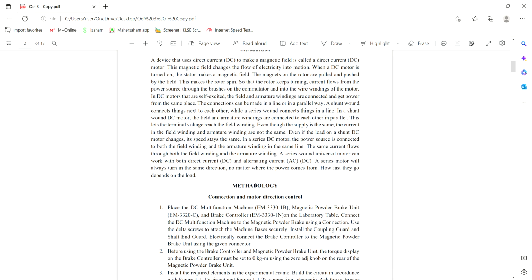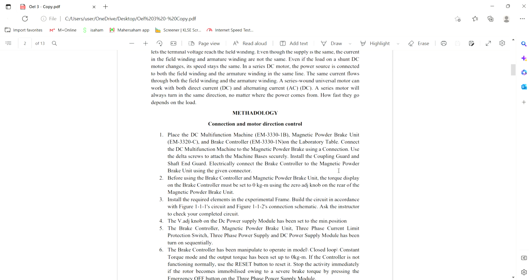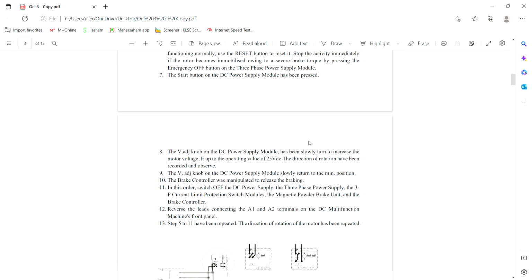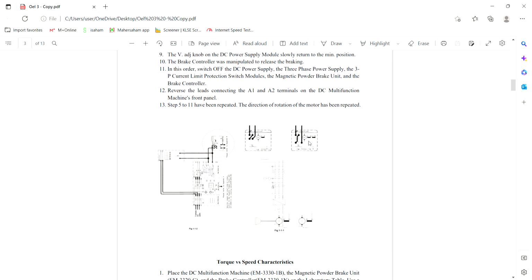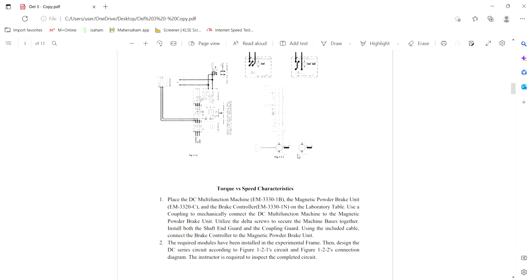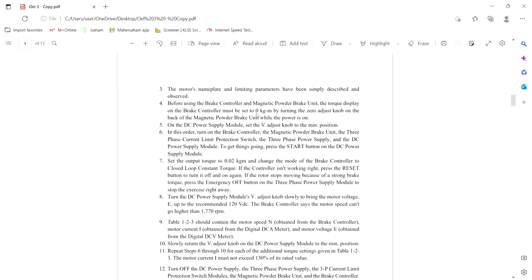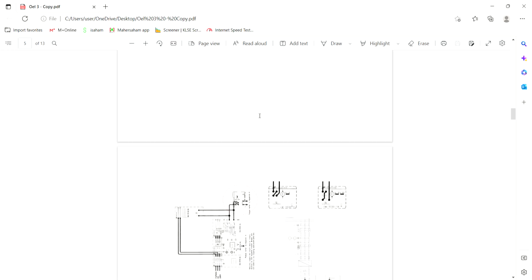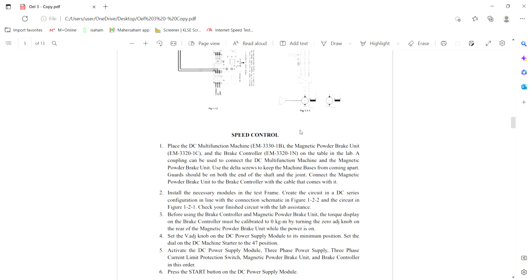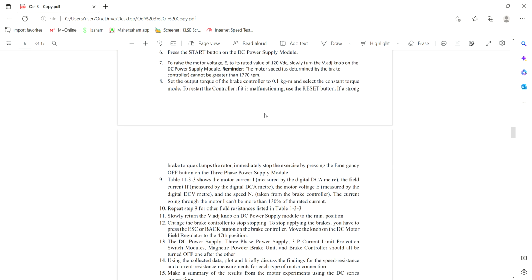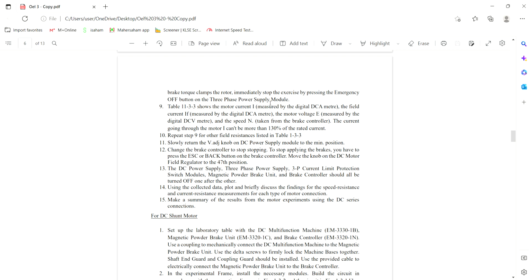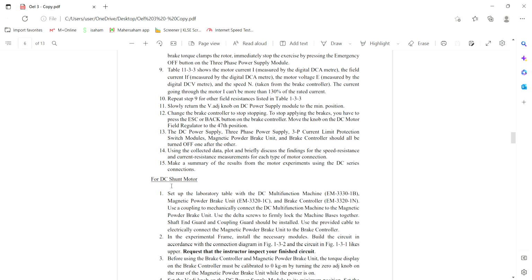So this is the methodology or procedure that we have done in our lab. So this is for the connection and motor direction control. We have connected the circuit by using this diagram. After that, we have done the torque versus speed characteristic. And then we have done the speed control for the DC series, and then we do for the DC shunt motor.